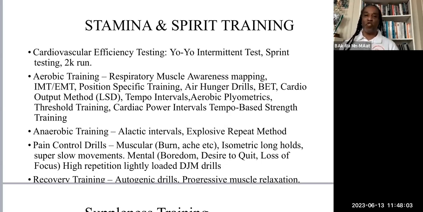And recovery training, which is really important. These are two tools right here I just mentioned: autogenic drills and progressive muscle relaxation. These are some relaxation drills, along with other recovery drills such as contrast baths, ice baths, cryotherapy, Epsom salts, magnesium salt baths, sleep, having a good meal after training, meditation. Those are some mentioned, and there are a bunch more.